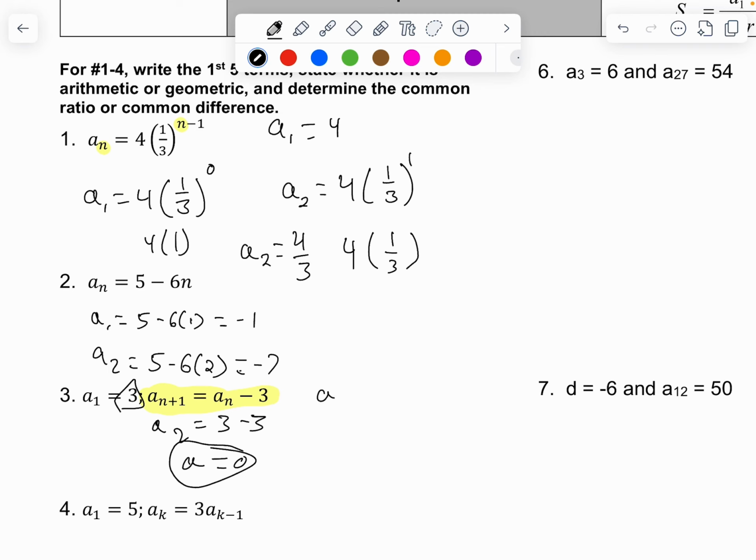So I would say, okay, to find my third term, I'm going to take the value of my second term minus 3, and the value of my third term is negative 3. So you're taking that and plugging it in.